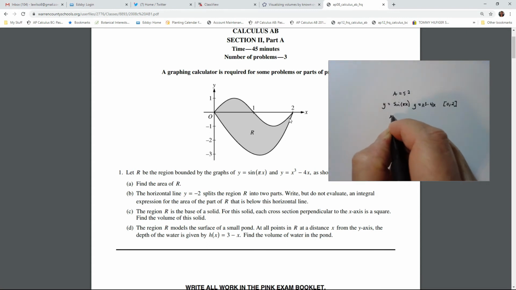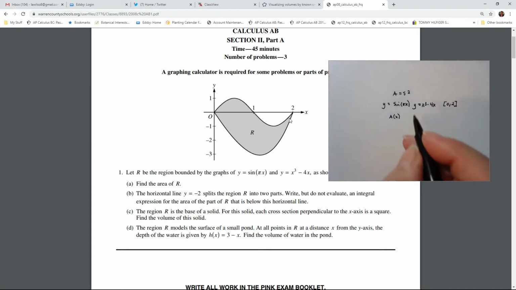So, and again, it's really important that you write A of x. Do not just write area for the grader. Write A of x in your work. That's going to equal, well, now look, this is a little bit different, right? Because this isn't between a curve and the x-axis. This is a width here between two curves. It's no big deal. It's top curve minus bottom curve.